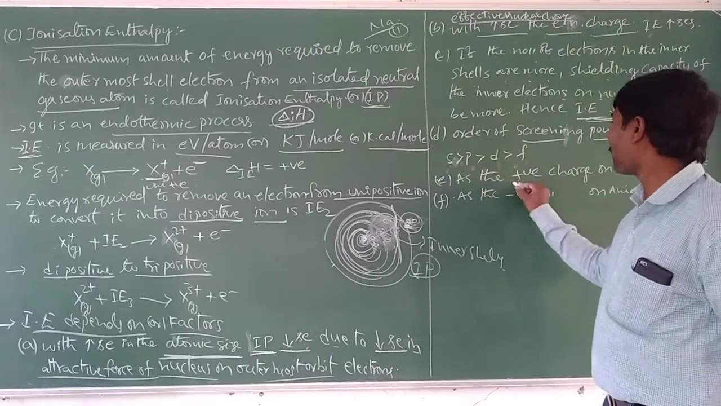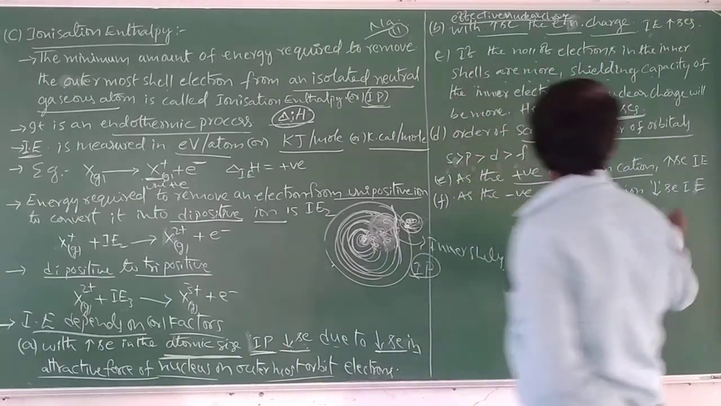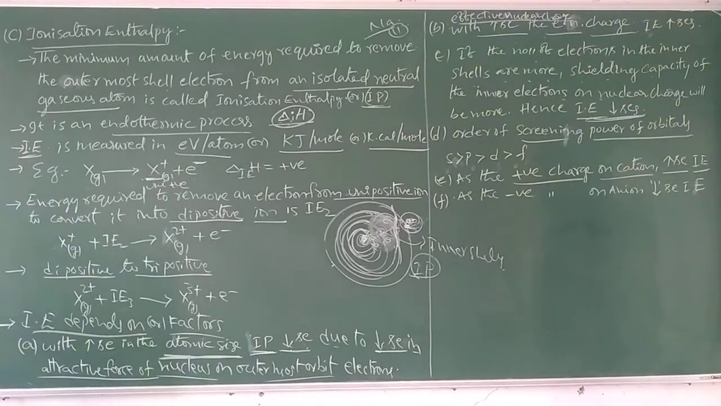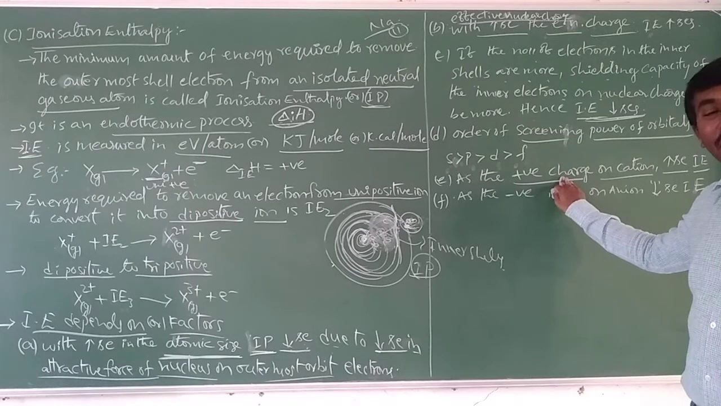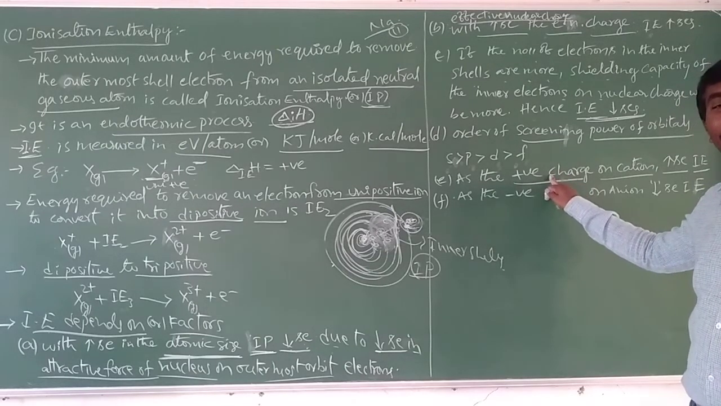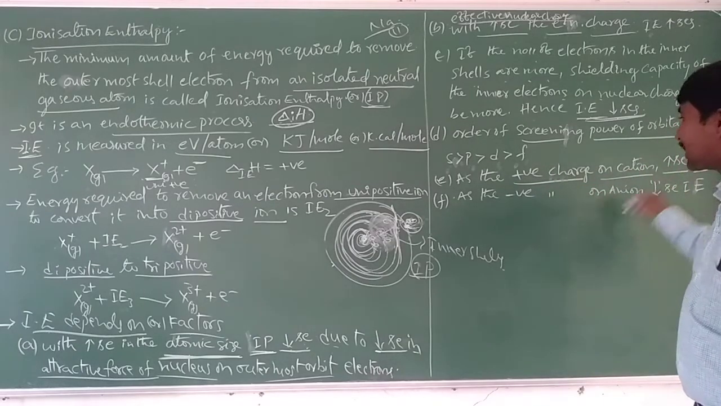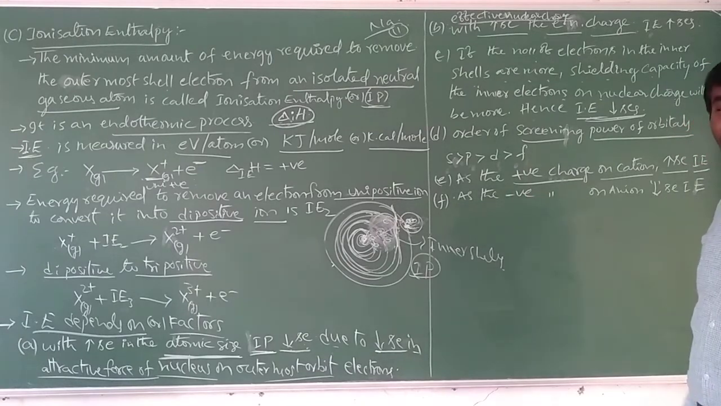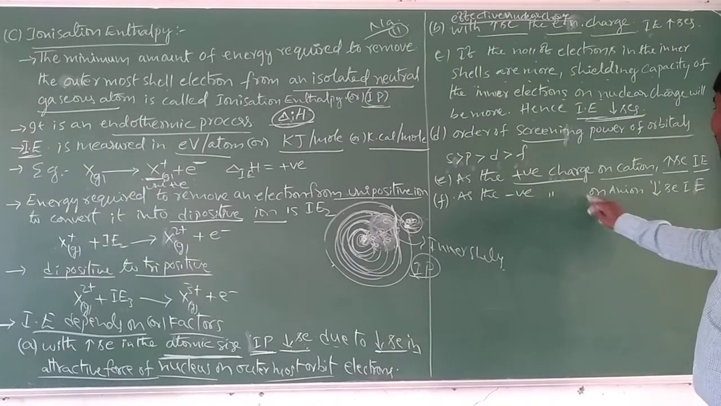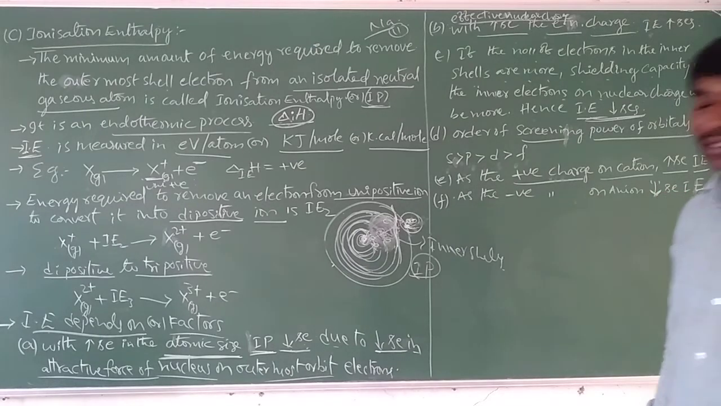And as the positive charge on the cation increases, the ionization enthalpy increases. When a positive charge is there, energy is required for the removal of electrons from the cation, so that increases the ionization enthalpy. And another one: as the negative charge on the anion increases, ionization enthalpies decrease.